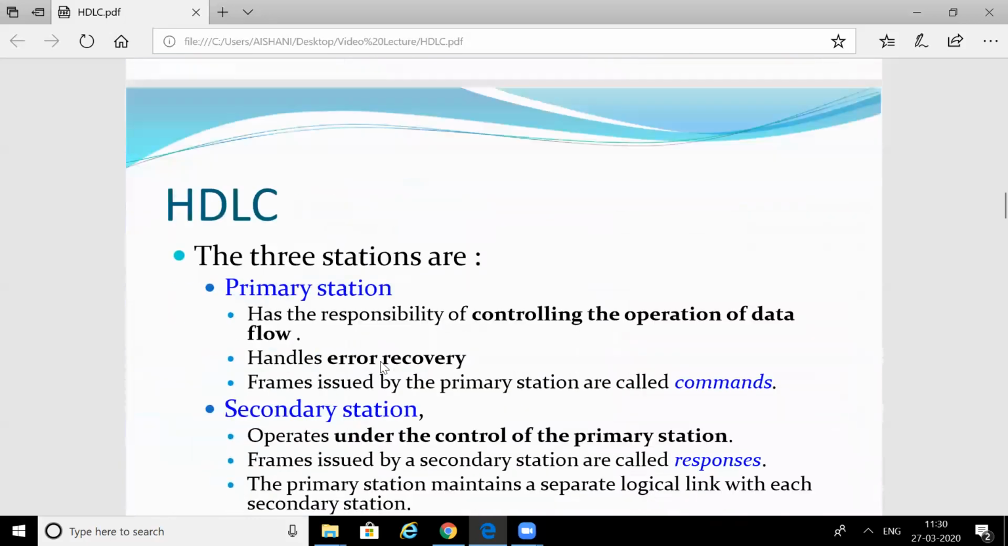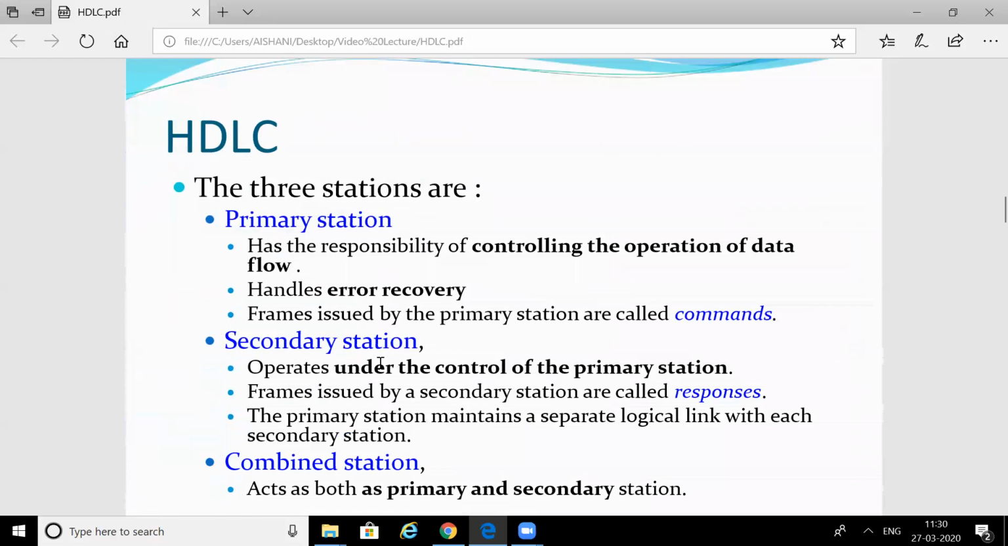Primary station. The primary station is the master type of station, and the secondary station is the slave type of station. That means whenever any data transmission is initiated, it is always initiated by the primary station. So it is the controlling part among the stations.